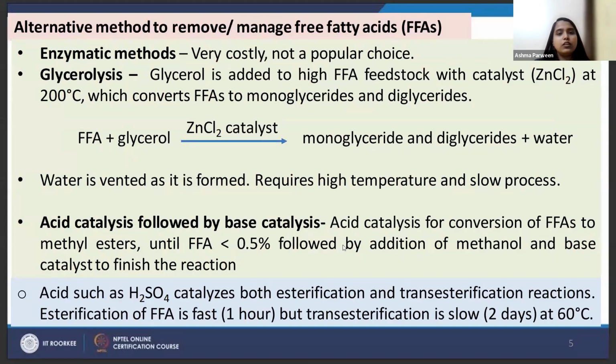Alternative methods which can be used to remove or manage free fatty acids include the enzymatic method, but it is very costly and not very popular. Next is glycerolysis, in which glycerol is added and reacts with free fatty acids in the presence of zinc chloride as a catalyst and converts the free fatty acids to monoglyceride and diglyceride along with water.